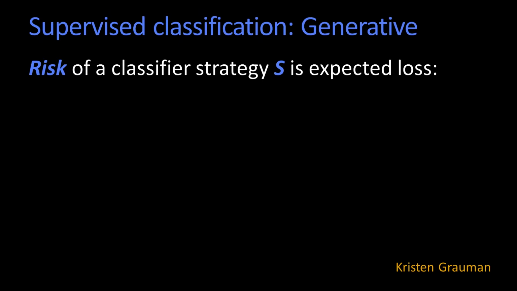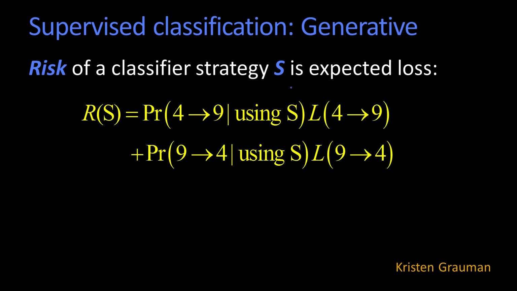Okay? So if I've got a particular strategy, S, classifier strategy S, we want to talk about what's the expected loss. All right? And for our 4 and 9 example, the risk of our strategy is what's the probability that I'll call a 4 a 9? How often is that going to happen? Okay? Using this particular strategy, and I multiply that by whatever the loss is, the cost of calling a 4 a 9. And what's the probability of calling a 9 a 4? And what's the loss when I call a 9 a 4? All right? And that's the risk.